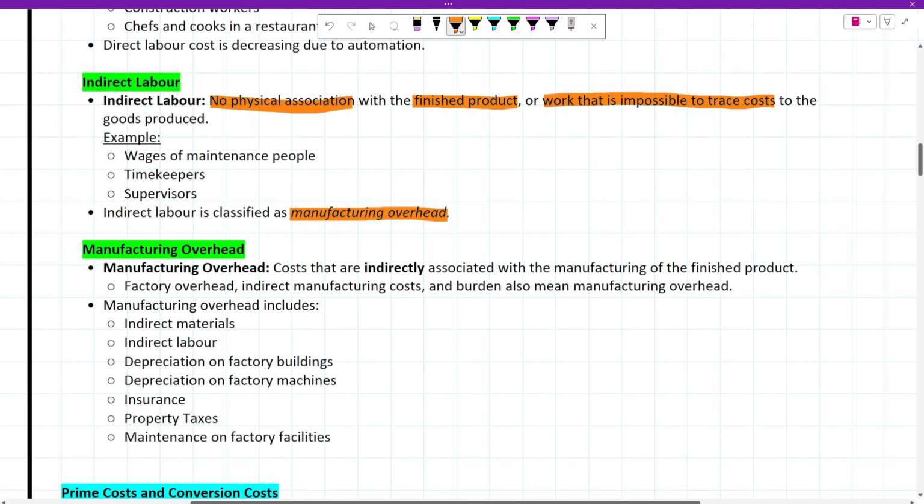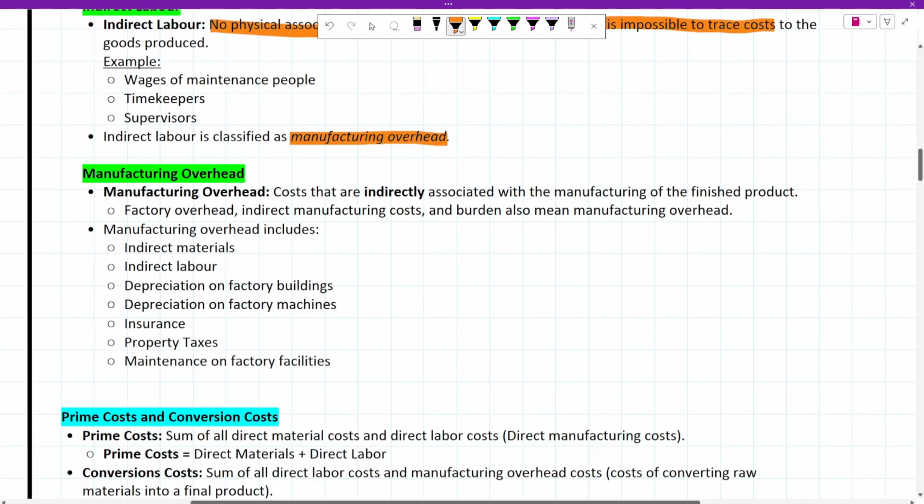So what is manufacturing overhead? Manufacturing overhead is costs that are indirectly associated with the manufacturing of the finished product. Factory overhead, indirect manufacturing costs, and burden also mean manufacturing overhead. So all of this, I'll highlight that, are just different ways of saying manufacturing overhead.